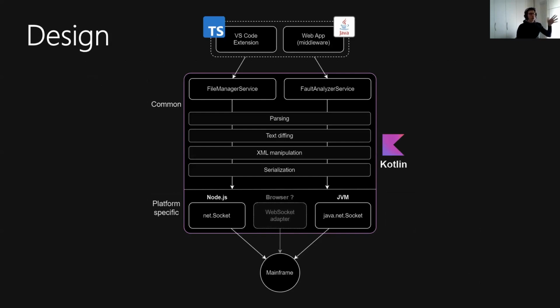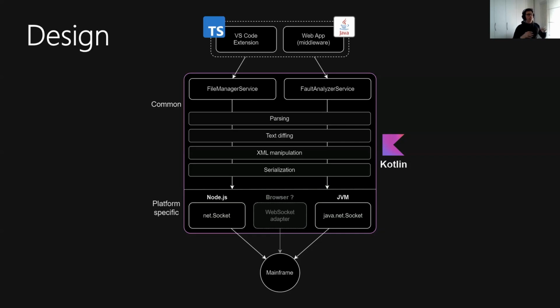So at the top, you can see that we have our VS Code extension that communicates with the Kotlin code. That is the bulk of our code. And then again, at the top, we have a potential web application, a middleware that is developed in Java or in Kotlin, doesn't matter, but it runs on the JVM. And again, it still references the same Kotlin code. So that big Kotlin box is split in two parts. The upper part is the common code, and the bottom part is the platform-specific code. And you can see that the common part is the bigger one.